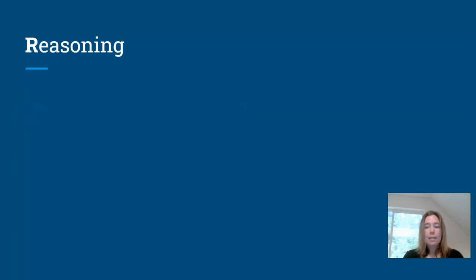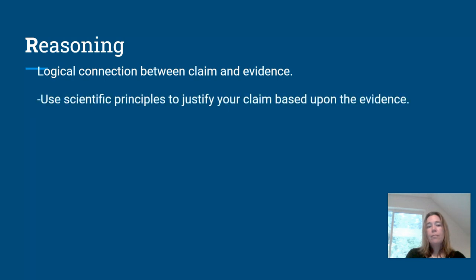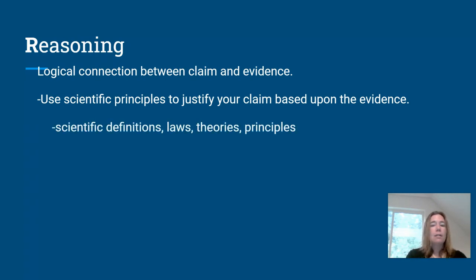Okay, moving on to the reasoning. So the reasoning is a logical connection between your claim and your evidence. So remember, my claim is, yes, air matters, and my evidence was that change in mass. You want to make sure you use scientific principles to justify your claim based upon the evidence. Okay, so this is where you pull in scientific definitions, laws, theories, principles. And a big hint, typically in a science class, is going to be related to the content you're covering at that point in time. So you use outside resources. Make sure you cite them. Make sure you are not plagiarizing, but use them.